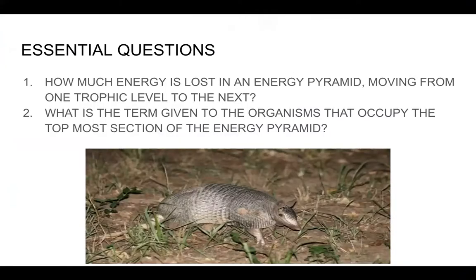But before we do that, let's look at a couple essential questions. Number one, how much energy is lost in an energy pyramid moving from one trophic level to the next? And this is going to be a limiting factor on the size of the energy pyramid. Number two, what is the term given to the organisms that occupy the topmost section of the energy pyramid? So keep these two things in mind. What's at the top, and also how much energy is lost as the energy moves through the pyramid.